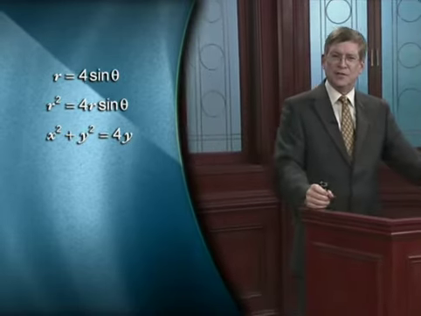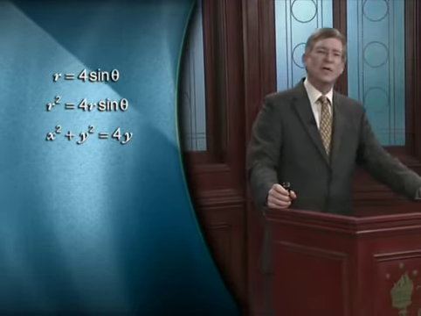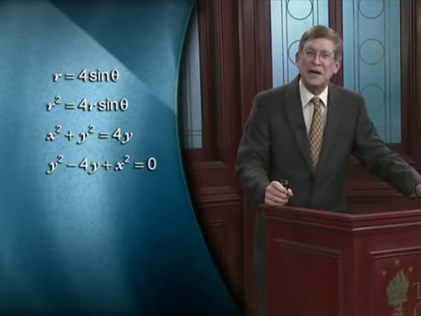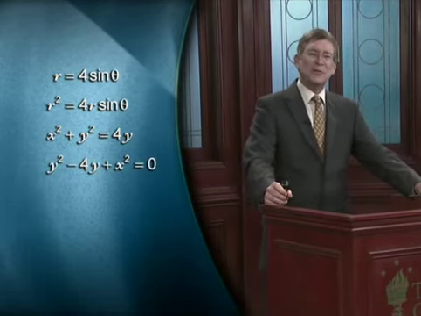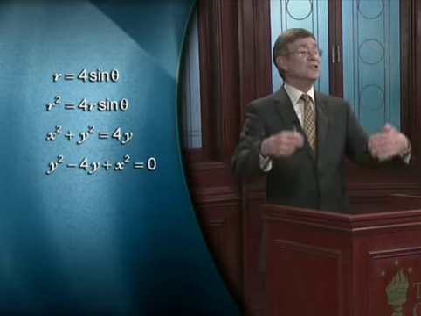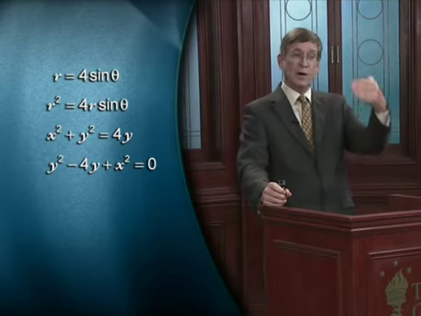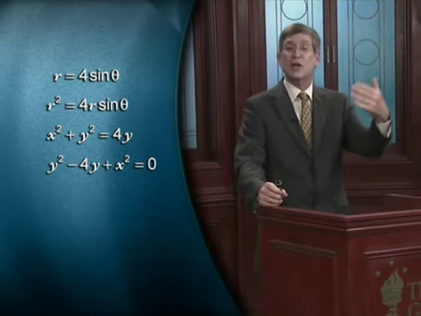But it's not quite clear what that equation describes, is it? So bring the 4y over to the other side, and let's complete the square. So we get y squared minus 4y plus something. And remember the rule, you divide by 2 and square it. 4 over 2 is 2, squared is 4.